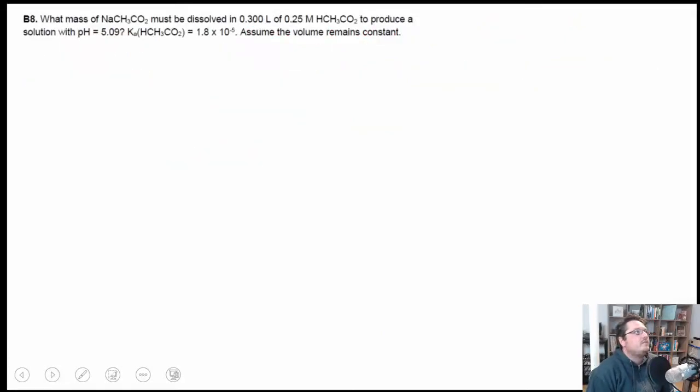B8, last one, right? So what mass of sodium formate must be dissolved in 0.3 liters of 0.25 molarity formic acid to produce a solution with pH 5.09? And then we're given the Ka value in this case. So again, this is a buffer problem. We can just simply use the Henderson-Hasselbalch equation if we wanted to in this scenario.